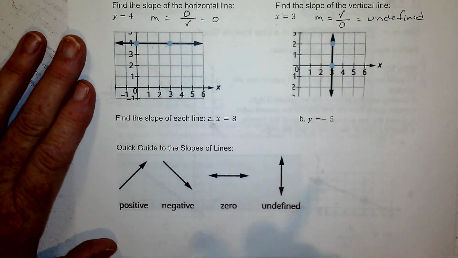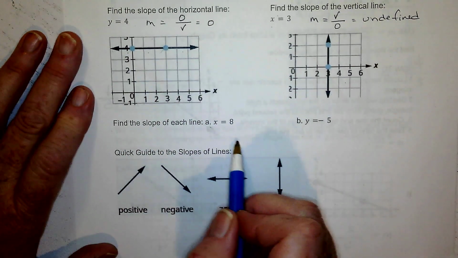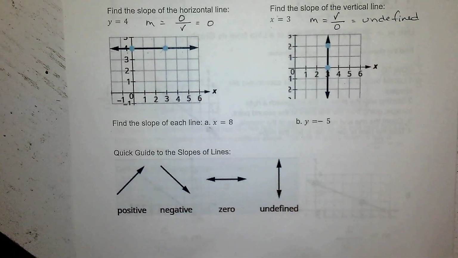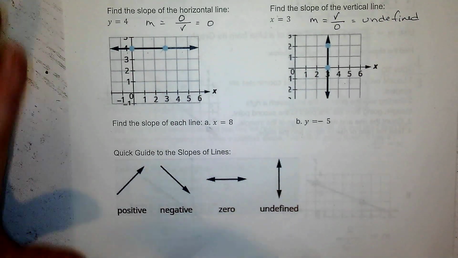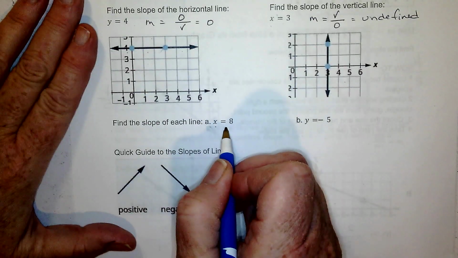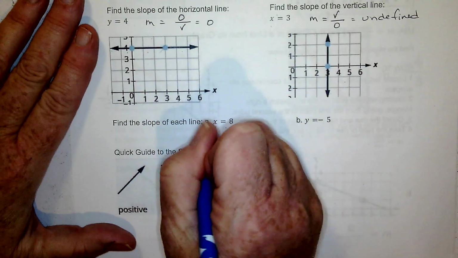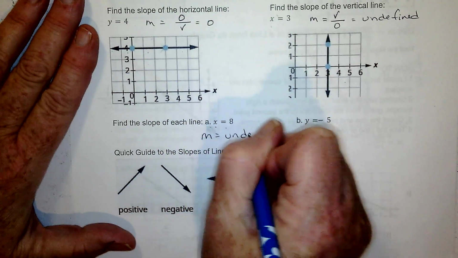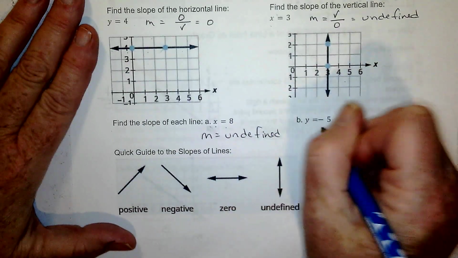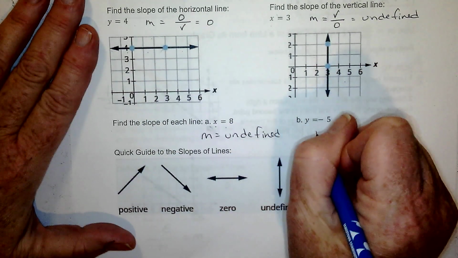Okay? Find the slope of each of the lines. x equals 8 and y equals negative 5. Pause the video, attempt these two yourselves, and come back to see how you do. Okay, we have an x equals, which is a vertical line, so the slope is undefined. And for the y equals, that is a horizontal line, so the slope is 0.